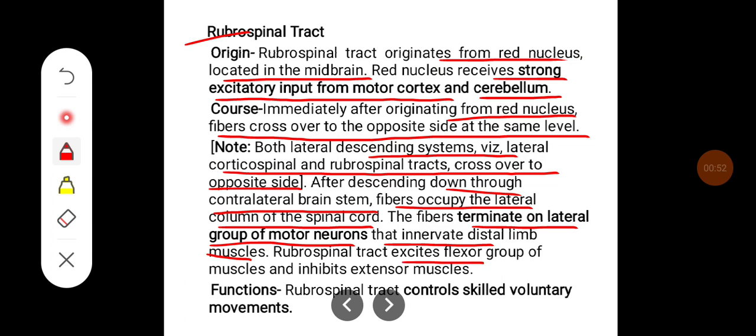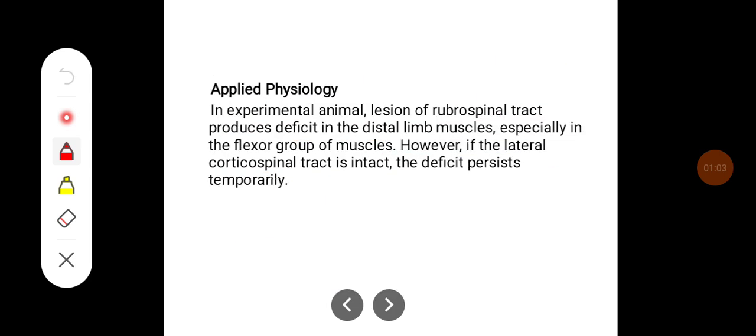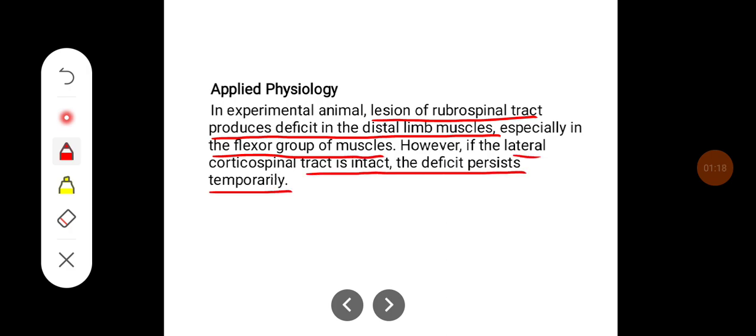The rubrospinal tract excites the flexor group of muscles and inhibits extensor muscles. The important function of the rubrospinal tract is to control skilled voluntary movements. In experimental animals, a lesion of the rubrospinal tract produces a deficit in the distal limb muscles, especially in the flexor group of muscles. However, if the lateral corticospinal tract is intact, the deficit persists only temporarily.